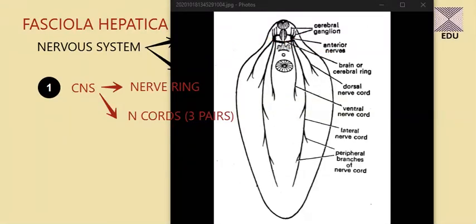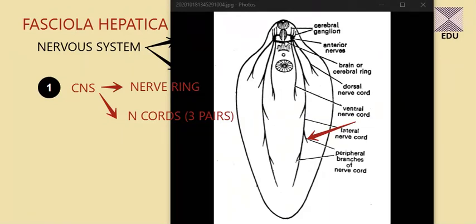And next thing, if we take the nerve cords, so this is the lateral nerve cord, this is the dorsal nerve cord, and this is the ventral nerve cord. So three nerves are on the left side and three are on the right side. So that makes three pairs of the nerve cords, and you can very well see these are the nerves which are coming out of these nerve cords. So this is the part of the peripheral nervous system. These are the nerves from the nerve cords.